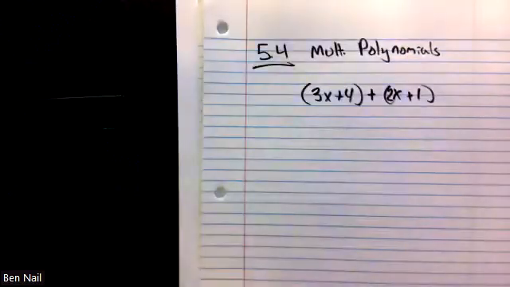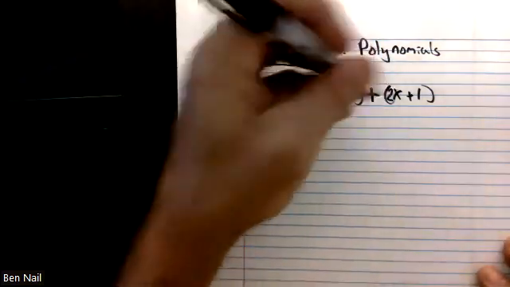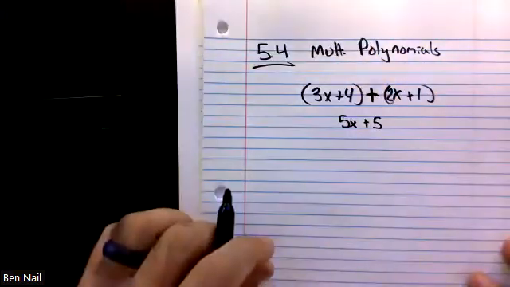We'll do that. So 3x plus 4 plus 2x plus 1. So again, if we are adding, you can only combine like terms. So 3x plus 2x is 5x, 4 plus 1 is 5. Really easy.